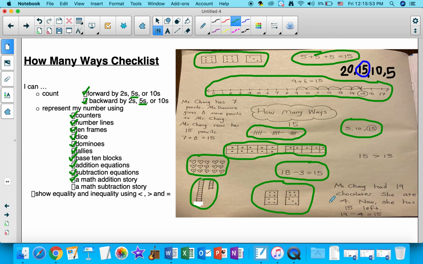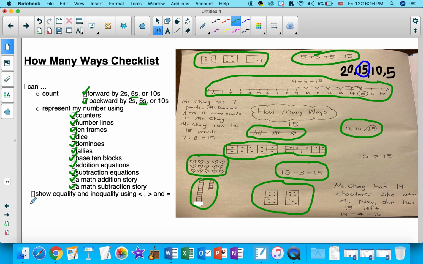I have a subtraction story right here. Miss Chang had 19 chocolates. She ate 4. Now she has 15 left. 19 subtract 4 equals 15. I have a math addition or subtraction story. It was a subtraction story.